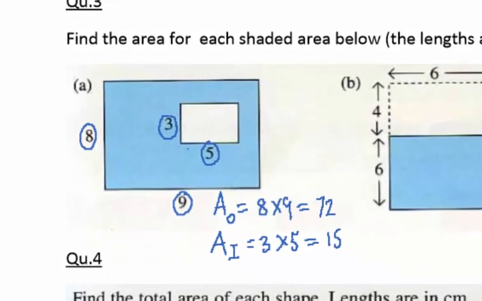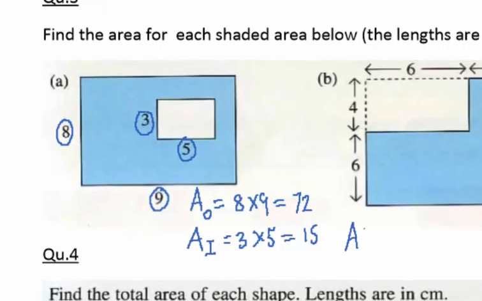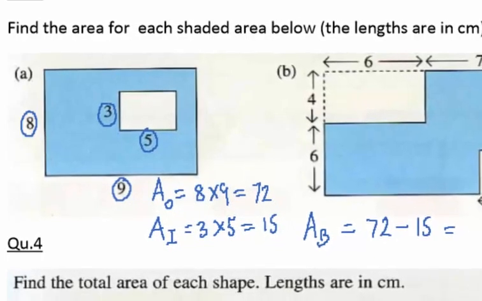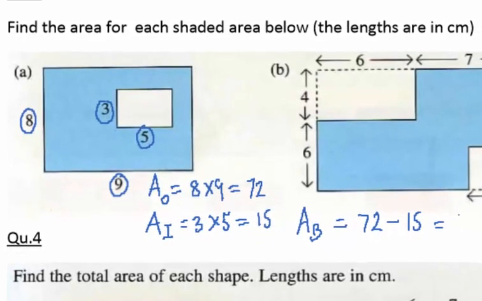We want the difference between the two, because the difference between the two is the area of the blue shaded area here. So the answer for the area of the blue area, we're going to have to take the 72, the big area, and subtract off the 15, the small area. And that should give us a nice round 57. So the blue area is 57.